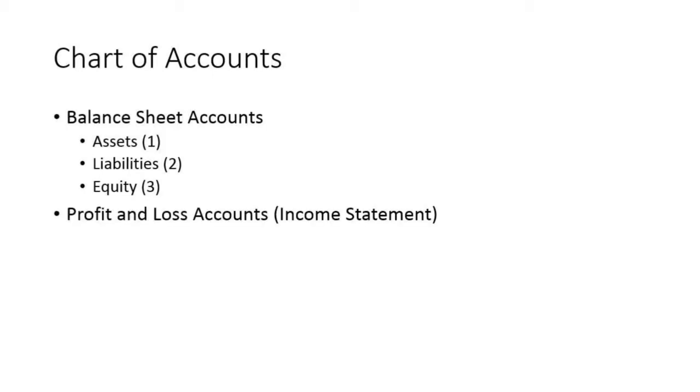Next, we have our profit and loss, which is also called an income statement. We have our income, which starts as a 4. And then we have our cost of goods sold, but not every company is going to have a cost of goods sold. But it doesn't mean your expenses should start with a 5.